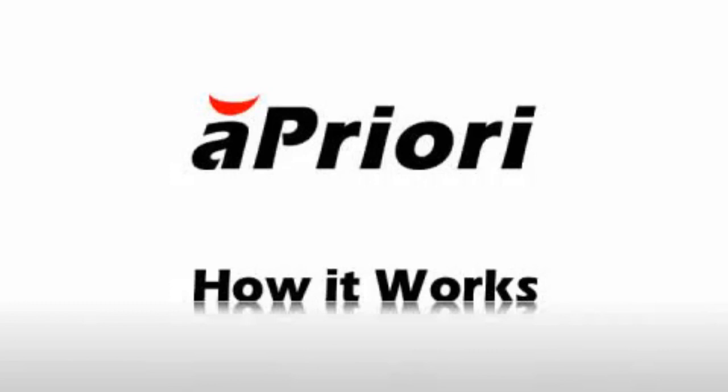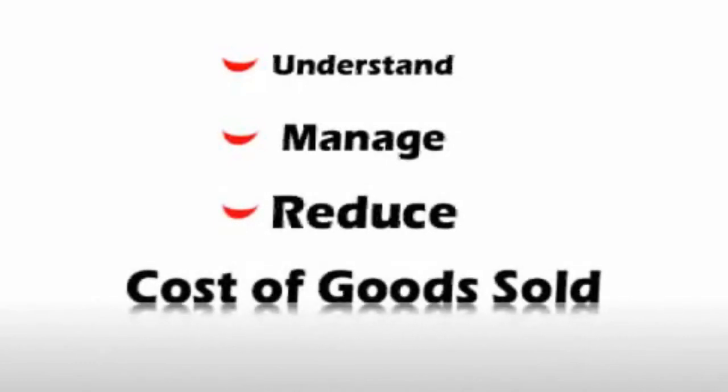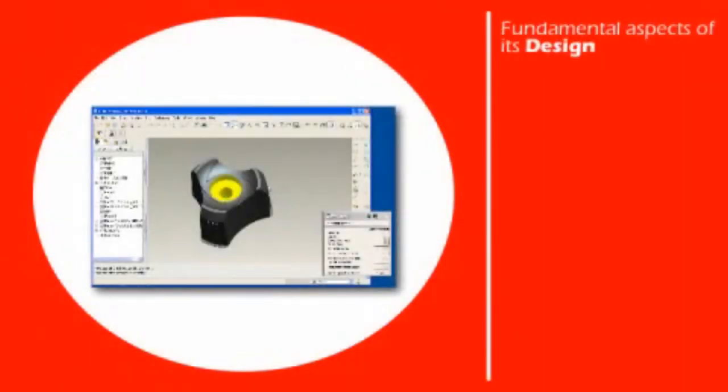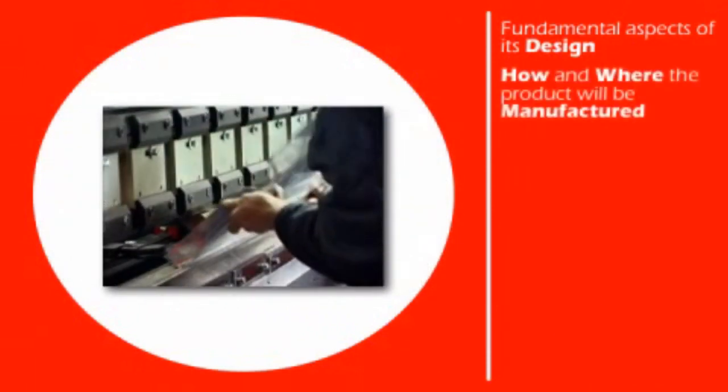aPriori has pioneered a unique enterprise cost management software platform that helps companies to understand, manage, and reduce their cost of goods sold before going to production. aPriori determines the cost of a product by combining fundamental aspects of its design with information on how and where it will be manufactured.